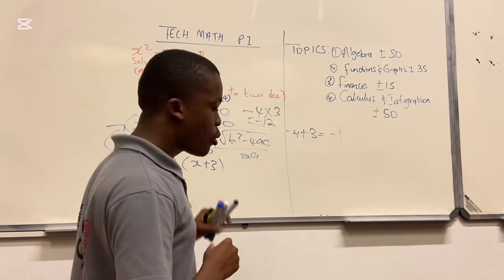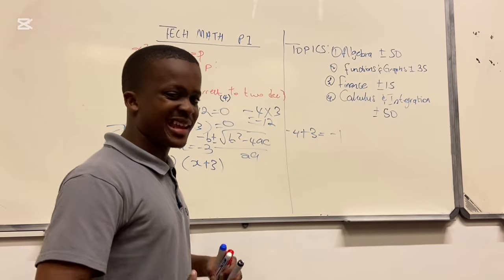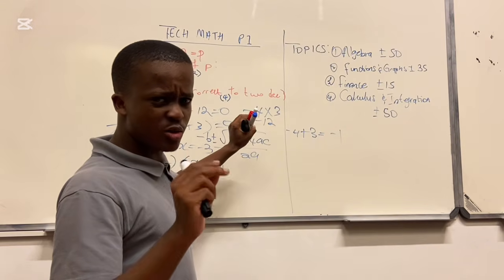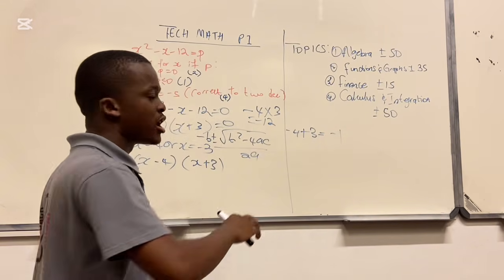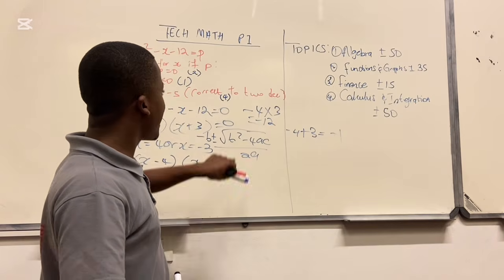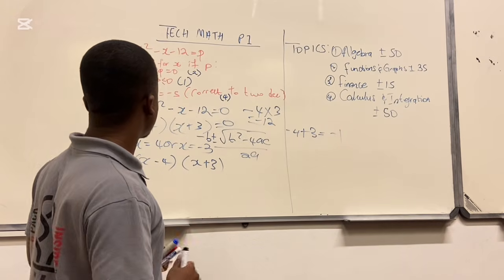Okay, guys, now let's continue with our question. They want us to solve for the value of x, and you can note the marks. For the first question we only have 2 marks. For the following question we have 1 mark. We have 4 marks for the third question.